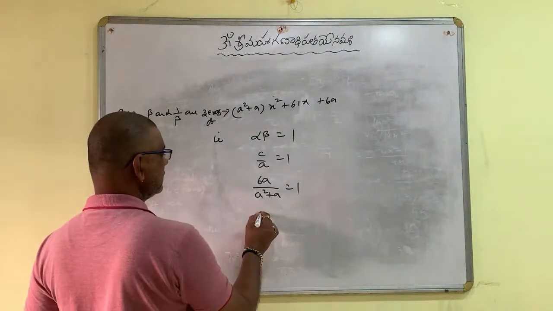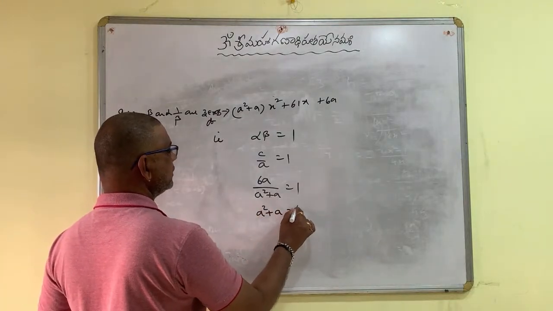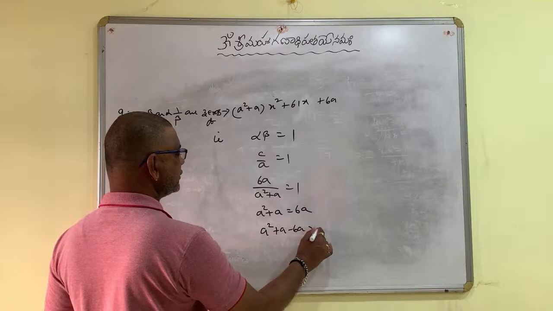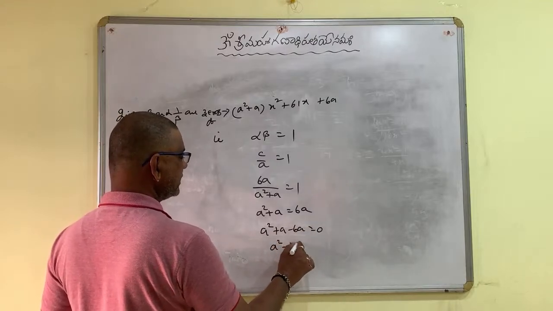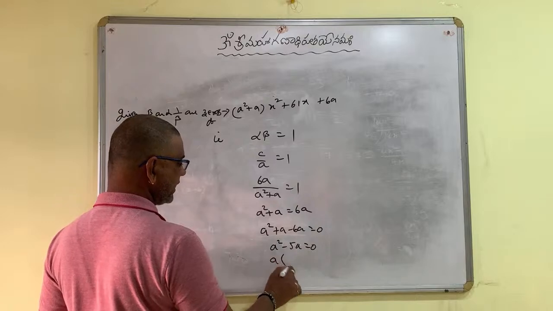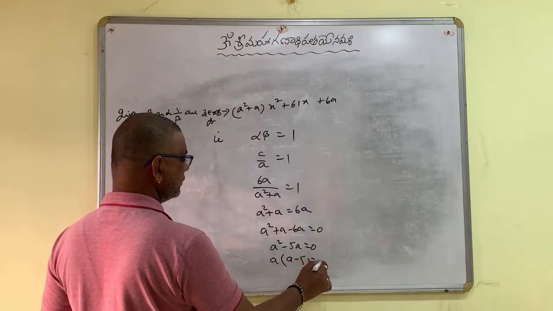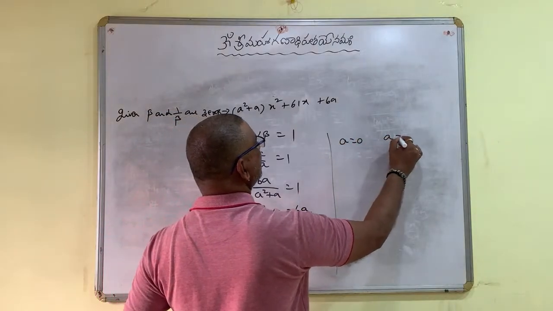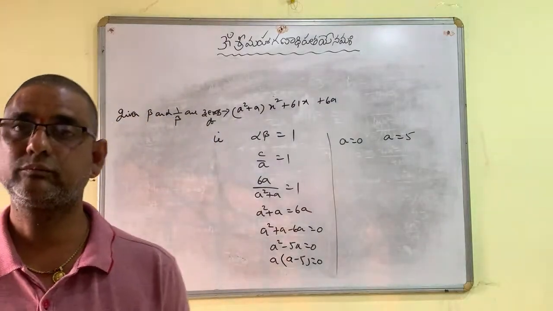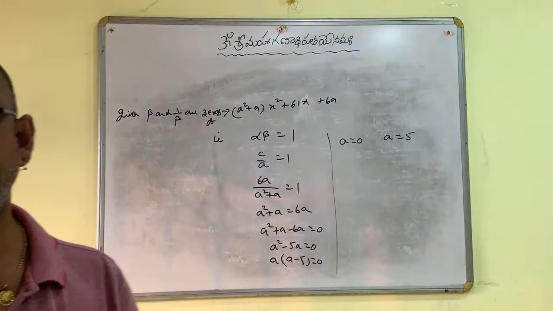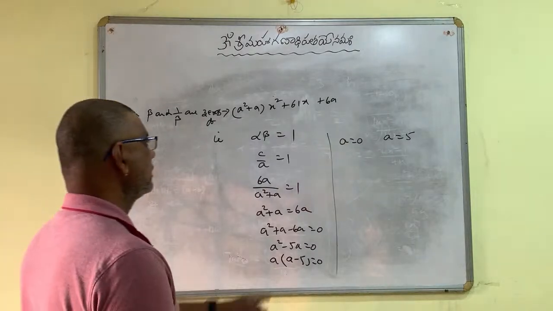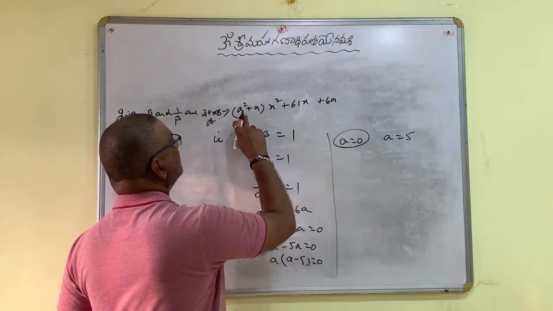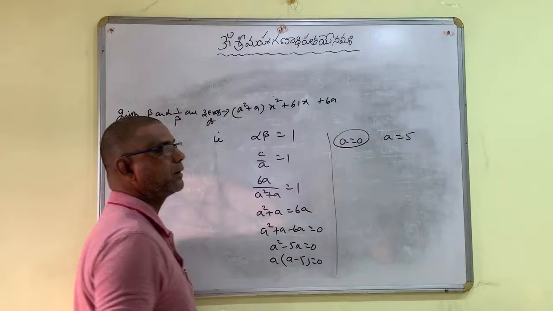Now simplify this. a square plus a is equal to 6a. a square plus a minus 6a is 0. a square minus 5a is 0. If I take a common, a into (a minus 5) is equal to 0. So then one zero is 0, the other one is 5. Forget about 0 because we cannot take 0 over here. If a is 0, then this is not a quadratic polynomial.